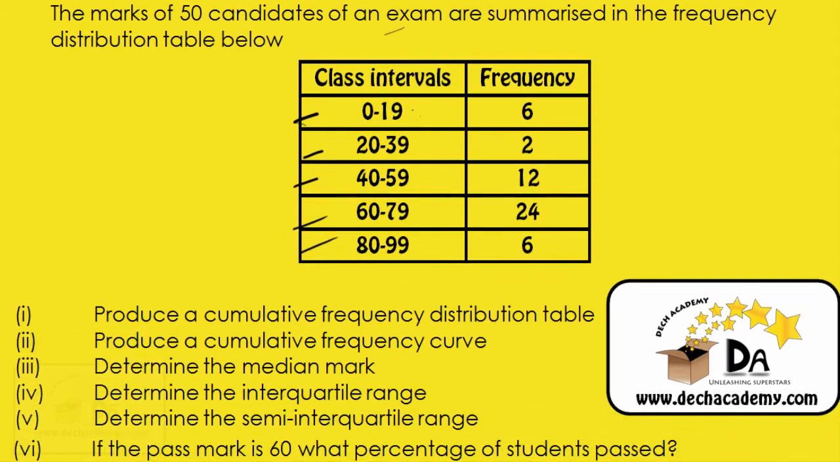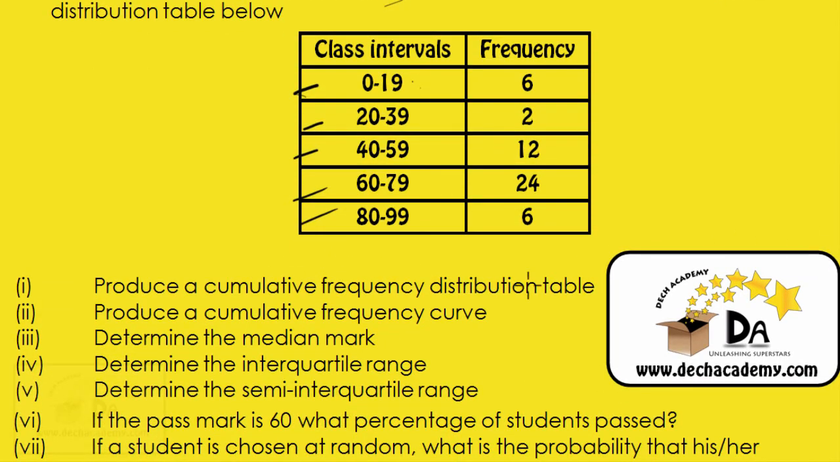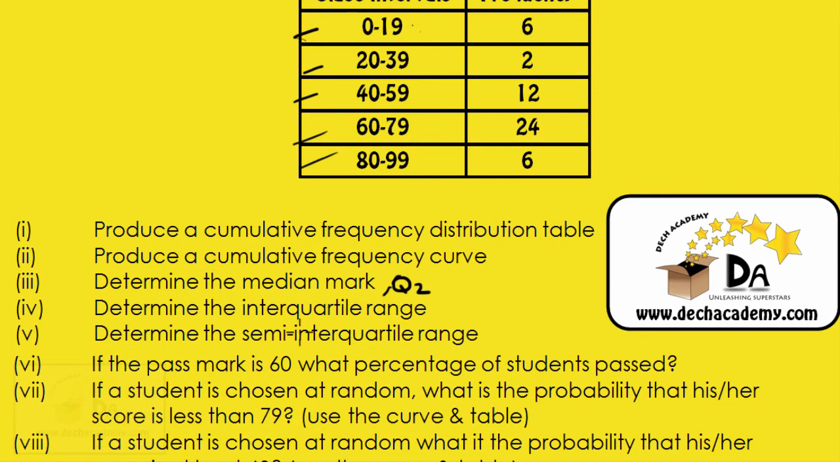The first question asks for the production of a frequency distribution table. The next one asks for something you know how to do. Next question says produce a cumulative frequency curve. So that's the next problem. The next problem says determine the median mark. Essentially you need to find Q2. We've covered that. Next says find the interquartile range. Next says find the semi-interquartile range.